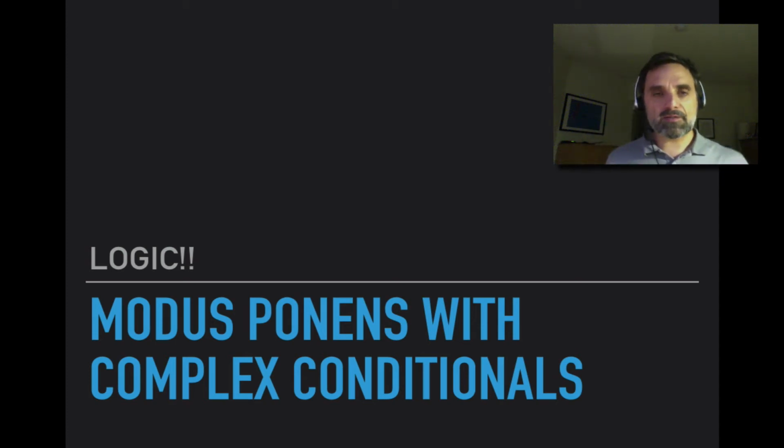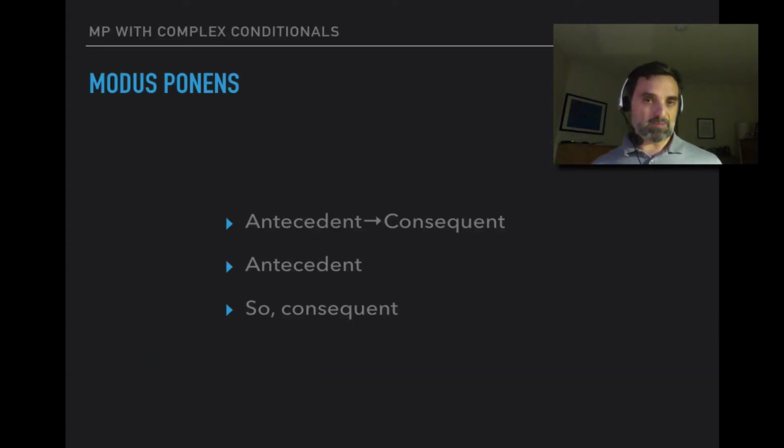Hello! So in this video I'm going to talk about doing modus ponens with complex conditionals, meaning doing modus ponens with conditionals that contain one or more conditionals. So let's just remember, what does modus ponens look like? It says if you have a conditional as one premise and the antecedent of that conditional as your other premise, then you can write down the consequent as your conclusion. So there it is. If you have the conditional plus the antecedent, you get to write down the consequent.